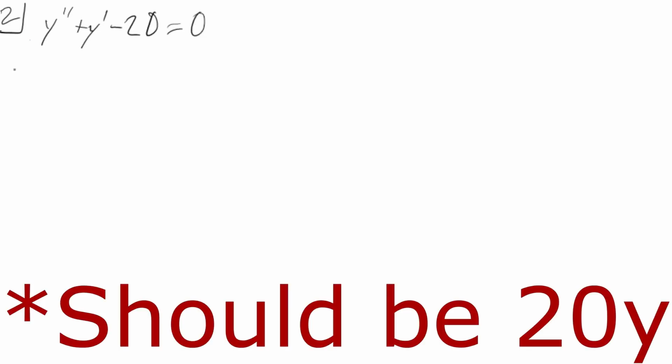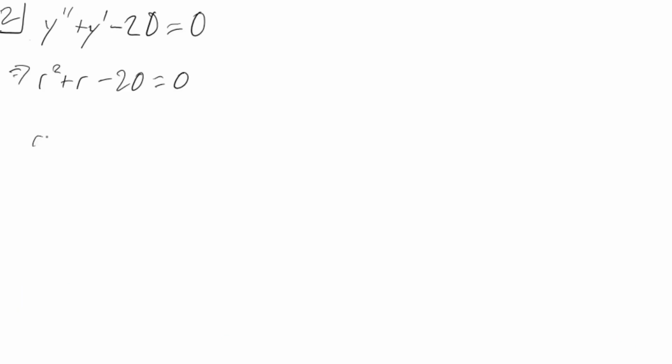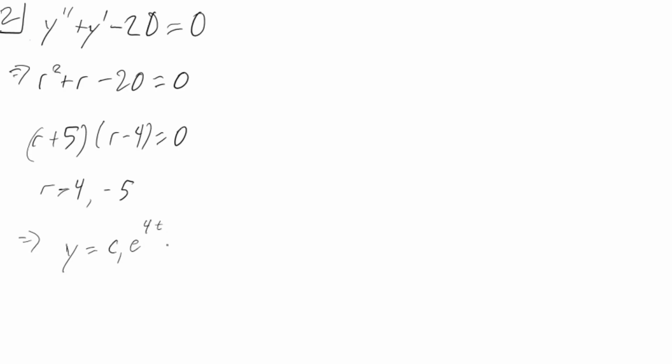In the second one, we have y'' + y' - 20y = 0. It should be a 20y. Going straight to the characteristic polynomial, the two roots are both real: r = 4 and r = -5. So our general solution is going to look like y = c1 e^(4t) + c2 e^(-5t).